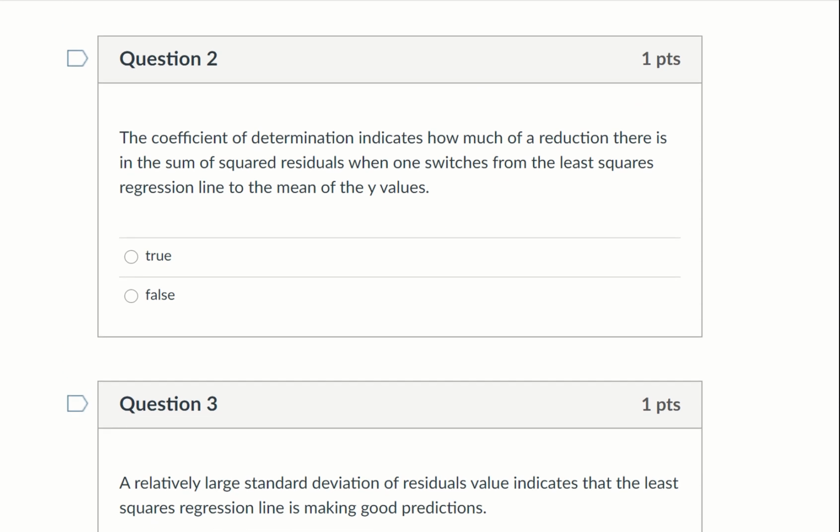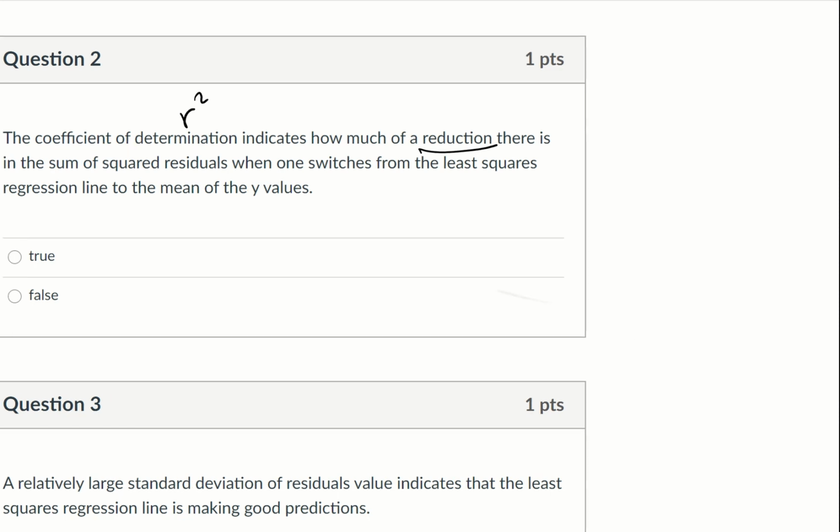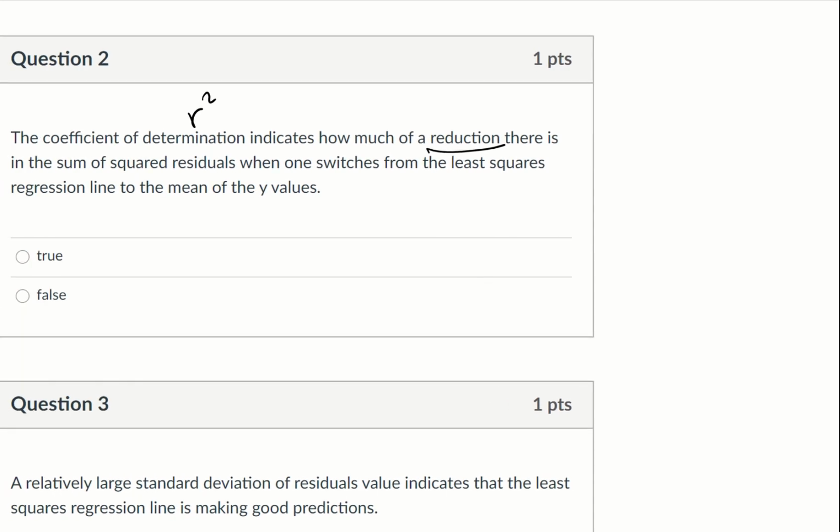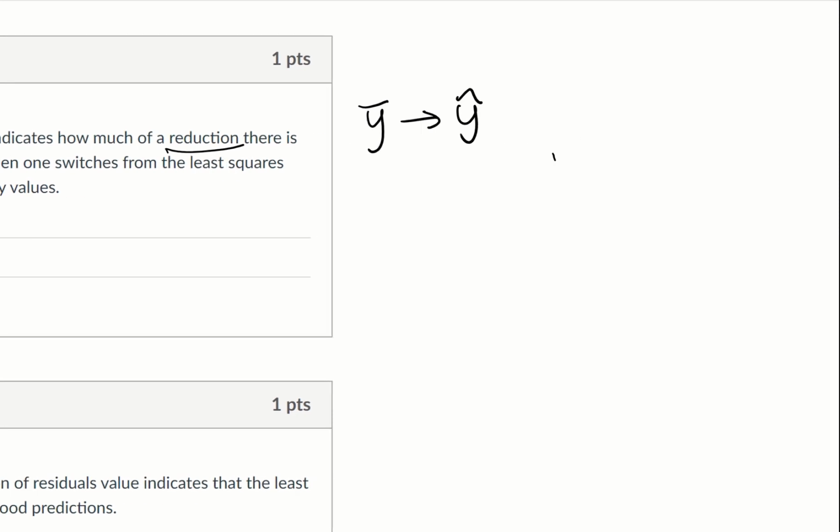All right, question 2, the coefficient of determination, r squared, indicates how much of a reduction there is in the sum of squared residuals when one switches from the least squares regression line to the mean of the y values. Okay, so there's a slight difference here from the definition. Remember that the r squared is the difference when one switches from y bar to y hat, not from y hat to y bar.